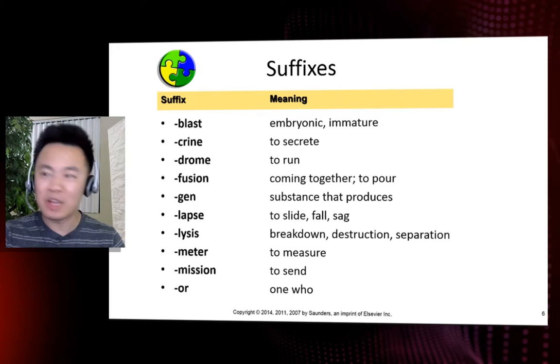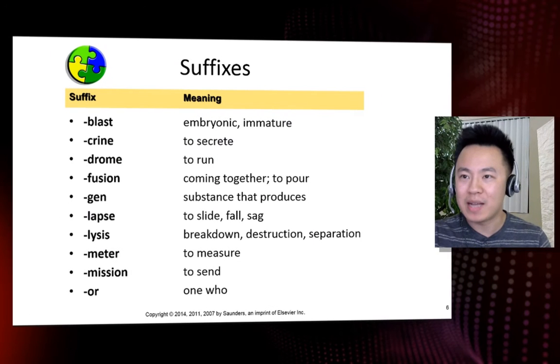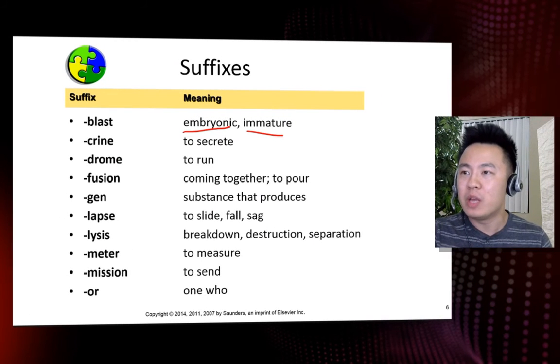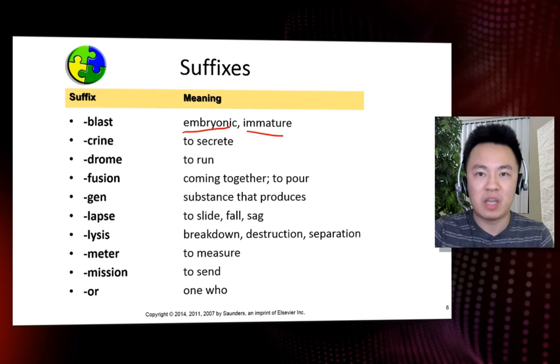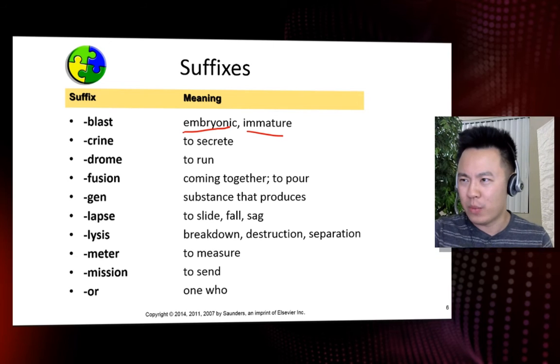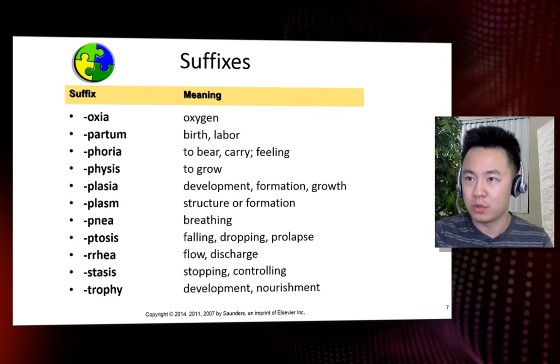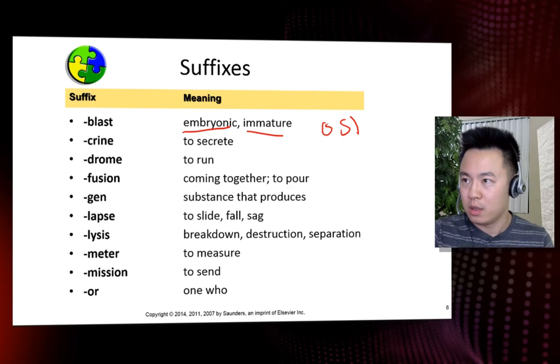Some additional suffixes here. For example, blast is embryonic or immature. For example, osteoblasts are bone cells that are pretty much stem cell-like, embryonic, immature. These are the types of cells that build bones. Let me write that here, osteo. Oops. Sorry about that, guys. My pen is acting up on me. Osteoblast.